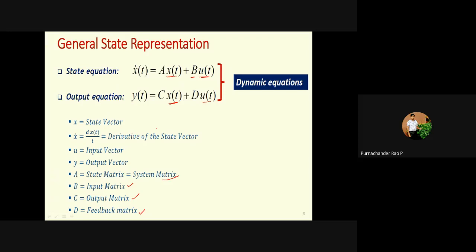Okay, so for any given system, the number of energy storage elements is equal to the number of state variables. The number of energy storage elements, say R, L, C, like L and C are the energy storage elements. So the number of state variables is equal to the number of energy storage elements. Okay, so this is a general representation of state space equations.